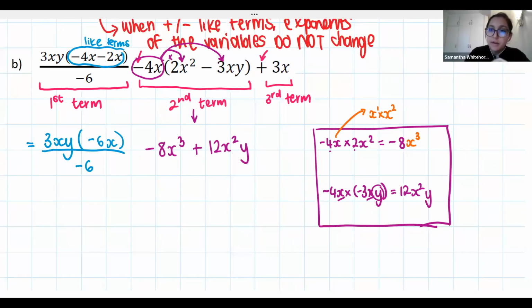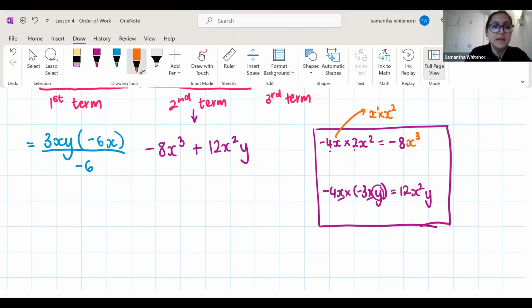So I've simplified that second term. I've gotten rid of those brackets. We are getting more and more simplified. That sounds horrible. We're just going to pretend it's right.